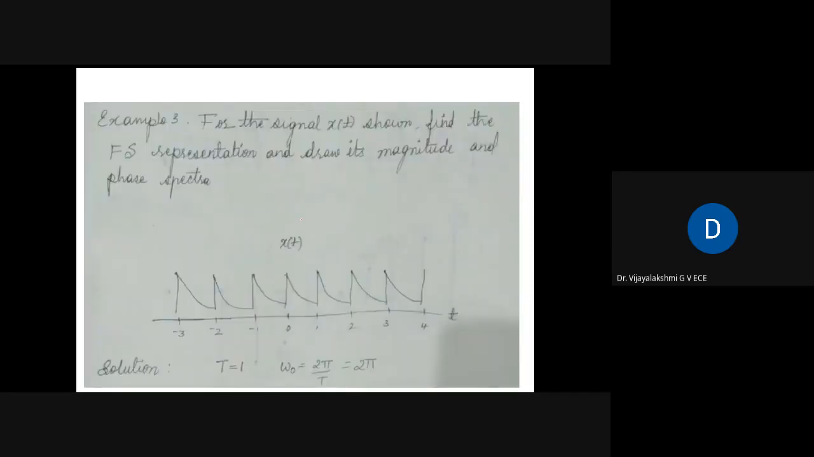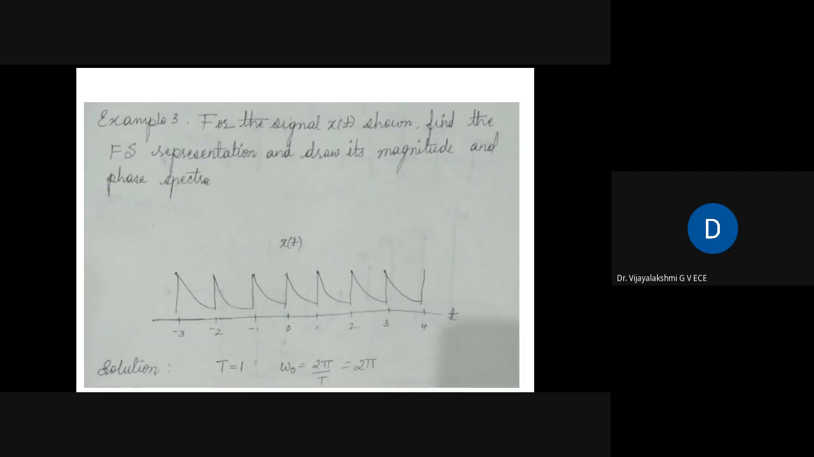Okay, so this was about the second problem where you had the addition of two periodic signals and we had to find the Fourier series coefficients of the sum signal. Before that we had to check whether it is periodic or not. So after checking, we proceeded to find the Fourier series coefficients and then to plot the magnitude and phase vector.